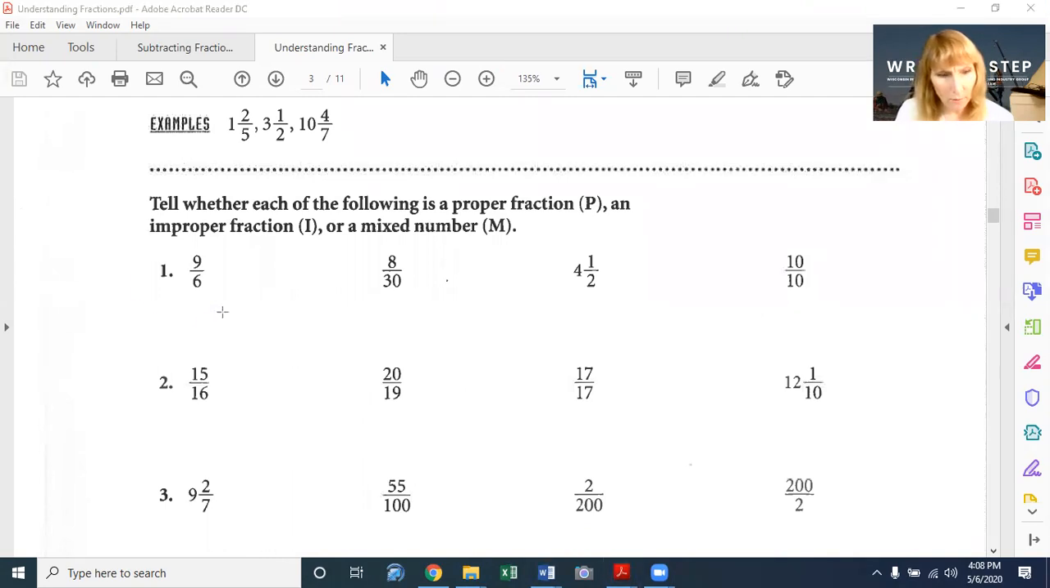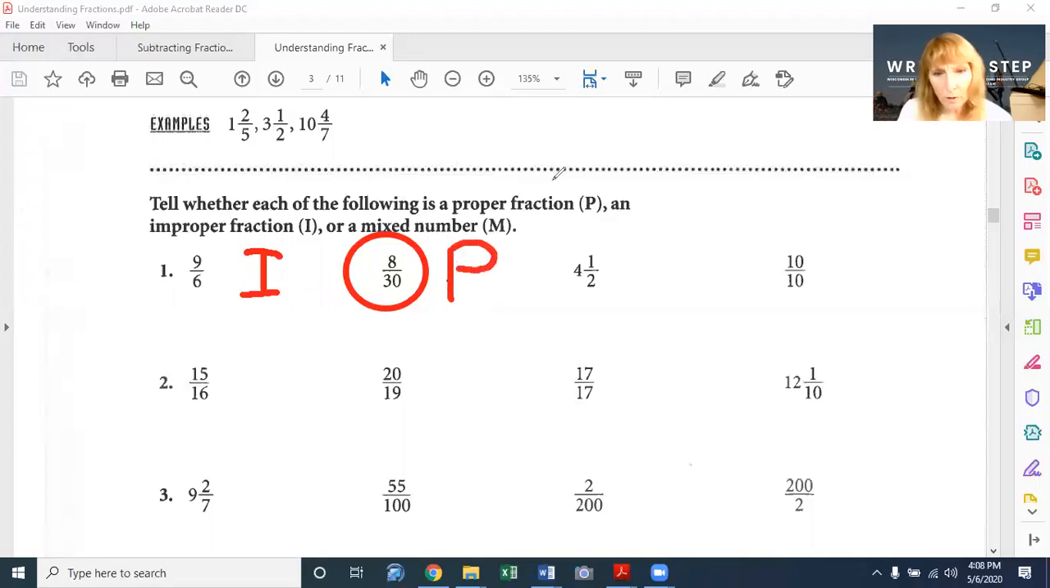This is the one I'm looking at right here. So the top number, is it bigger or smaller than the bottom? It is bigger. So this one is called an improper fraction. Something's not right with it. It's improper, so that gets a big old I. How about 8/30? What would that one be? Go and circle that one now. Yes, the top number is smaller than the bottom number, so that is considered a proper fraction. So we're going to put a P there for that one.